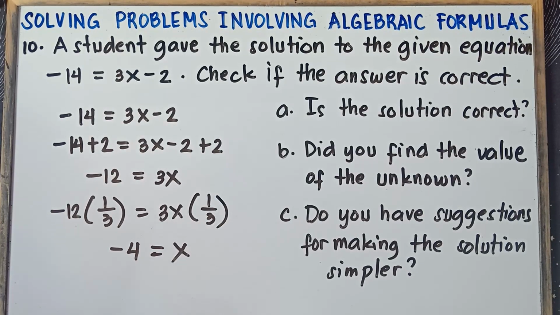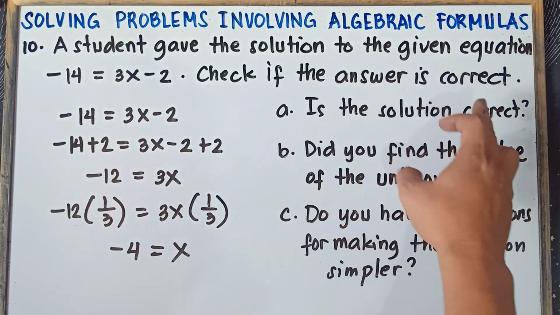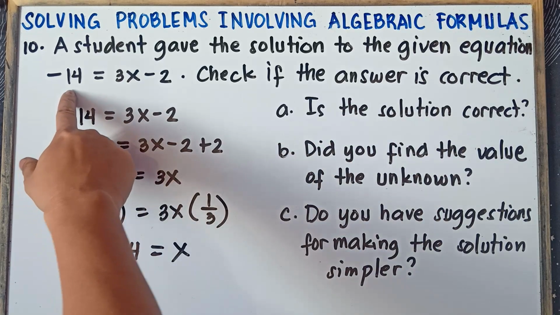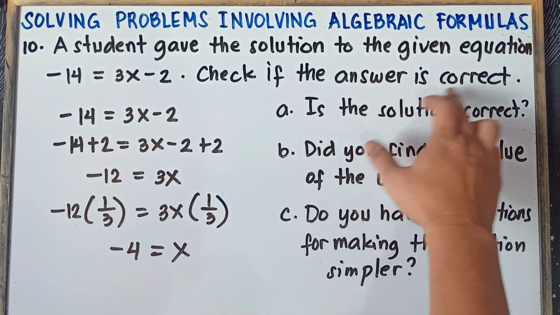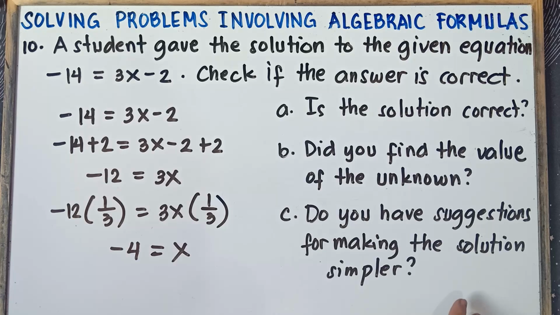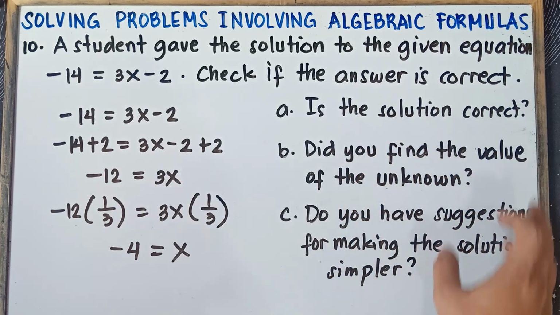Alright, so we're down to the last example, class, example number 10. A student gave the solution to the given equation negative 14 equals 3x minus 2. Check if the answer is correct. So these are the following questions. Letter A, is the solution correct?